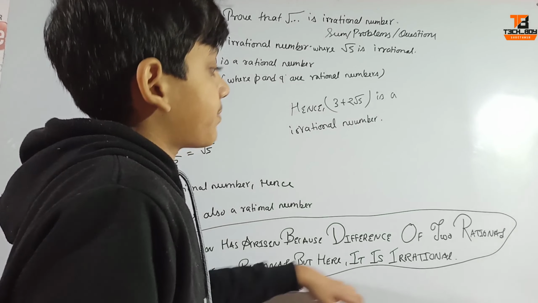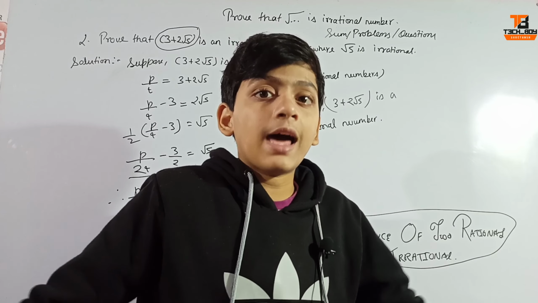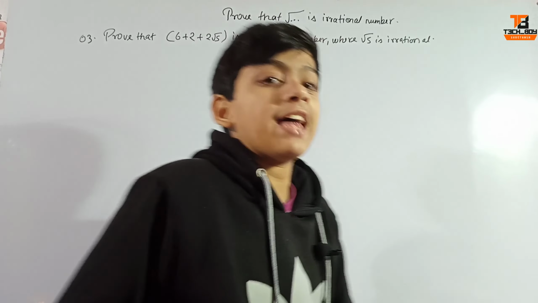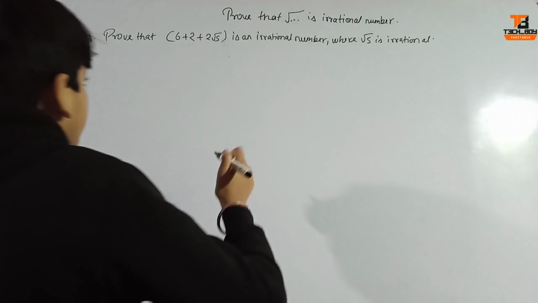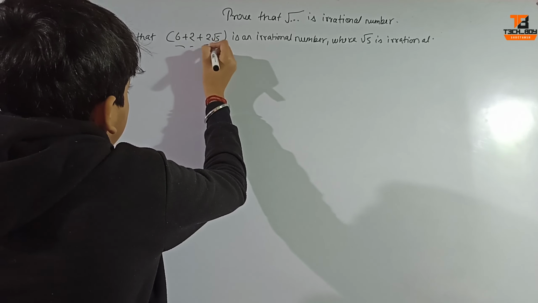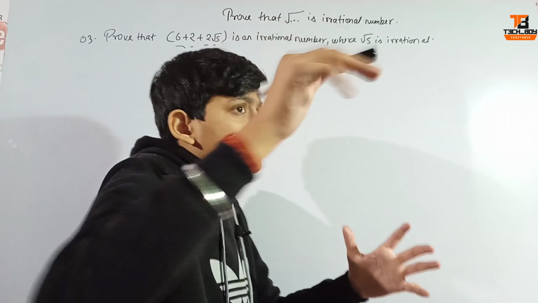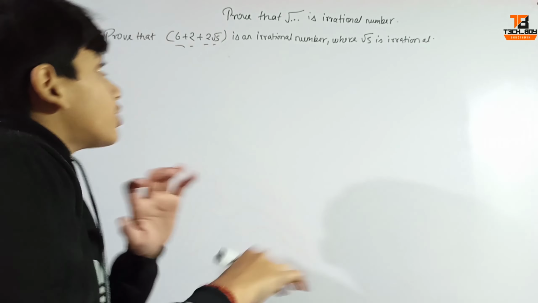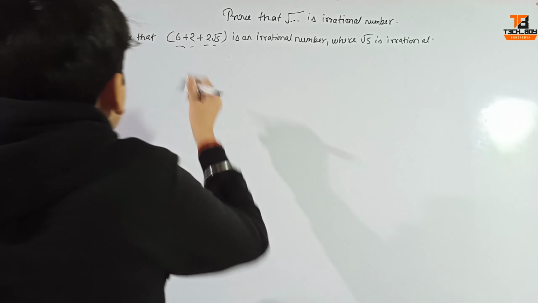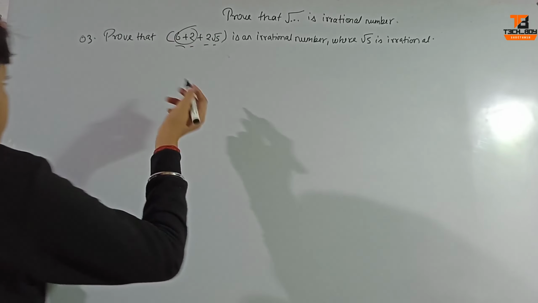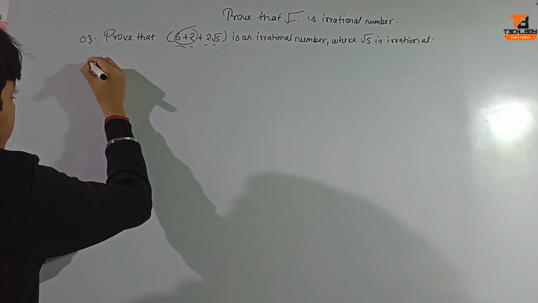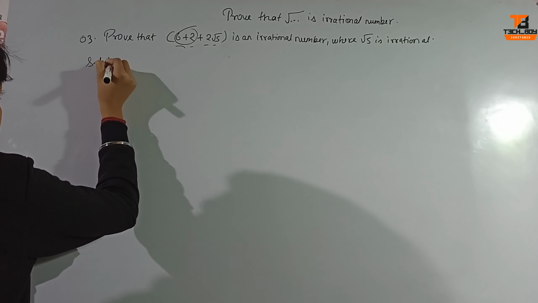Okay. Now moving towards our last sum. Today's last sum is what? 6 plus 2 plus 2 root 5. Most children are confused here about 6 plus 2 plus 2 root 5. There is nothing to be confused about here. You have to add both terms. Okay. So what will be your solution?